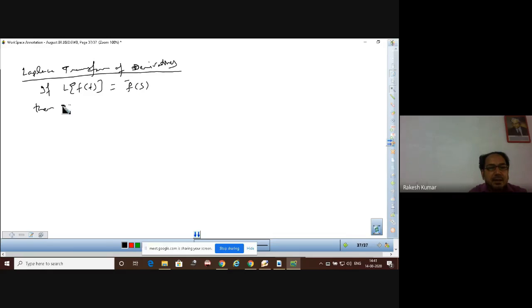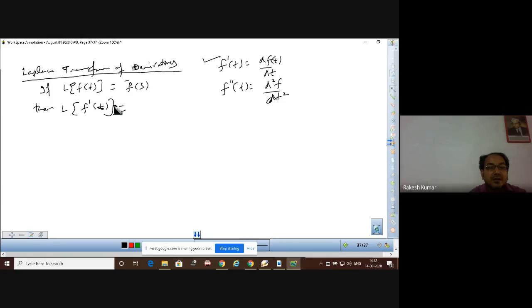Then Laplace of f dash t. What is the dash? That is the first order derivative of f with respect to t. This is also the meaning of f dash t, that is df by dt. What is f? F is a function of t. This is the meaning of f dash. And if we have f double dash, then we have d square f by dt square. This is the double order derivative.